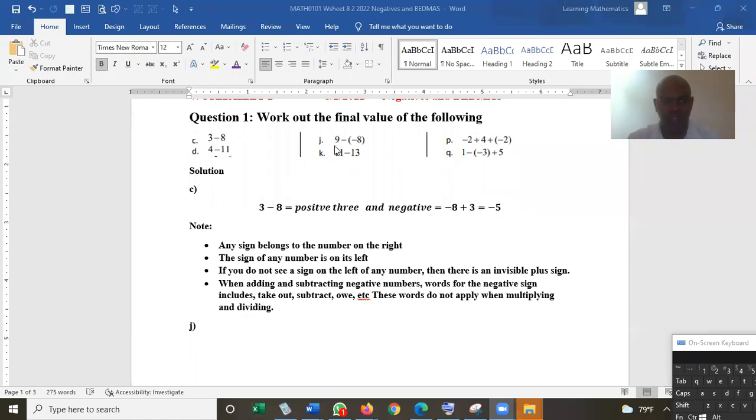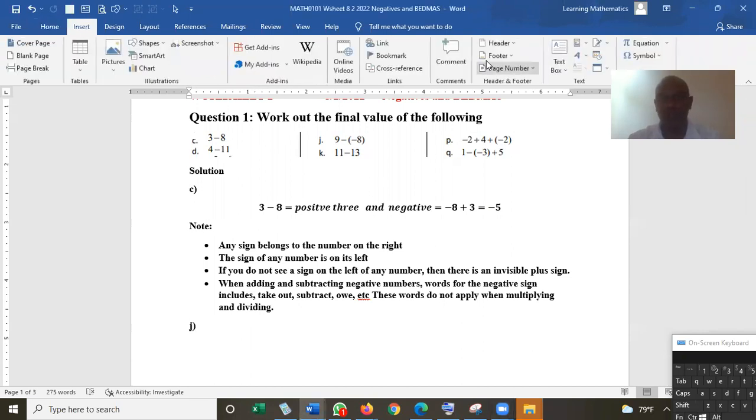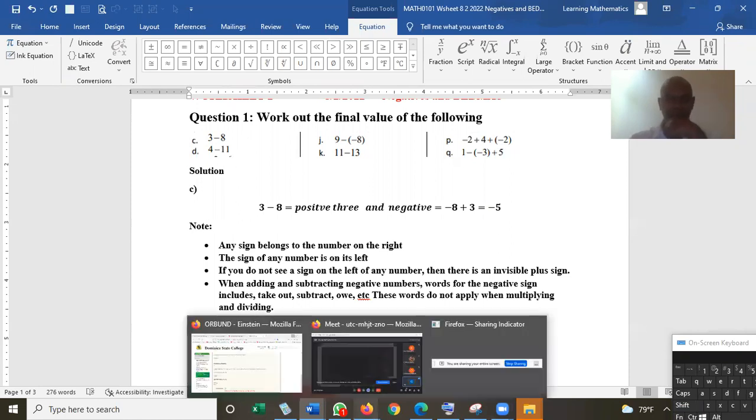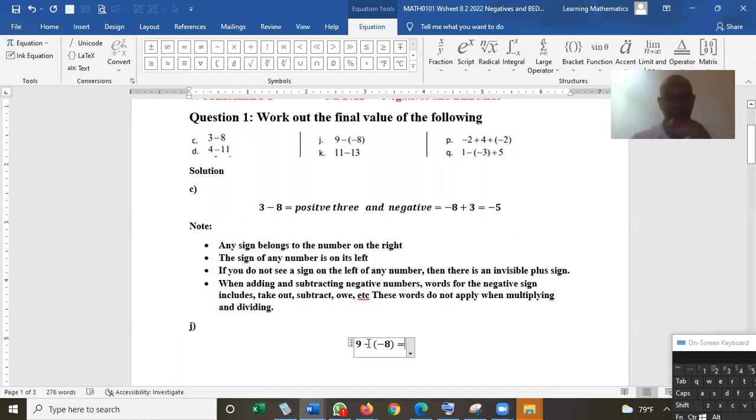Question 1 part J says we have to evaluate 9, subtract, within a bracket, subtract 8. Okay? So we go to insert, we go to equations, and we type 9, subtract, open bracket, a negative sign, 8, close bracket. Okay? This is a positive 9.